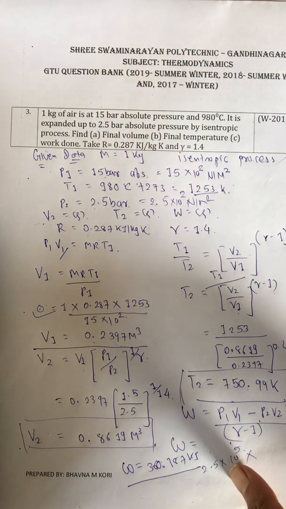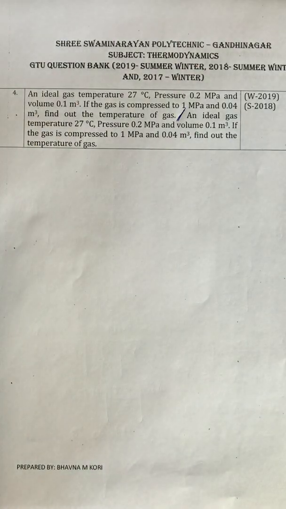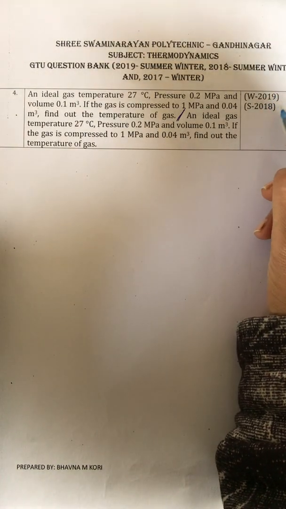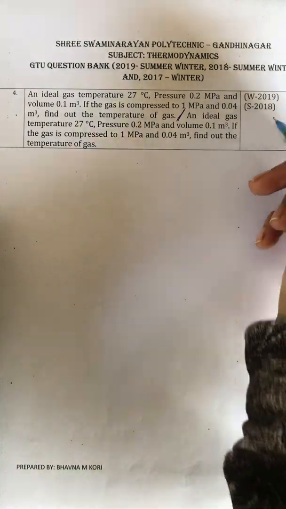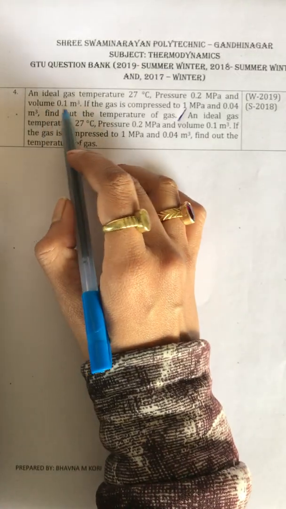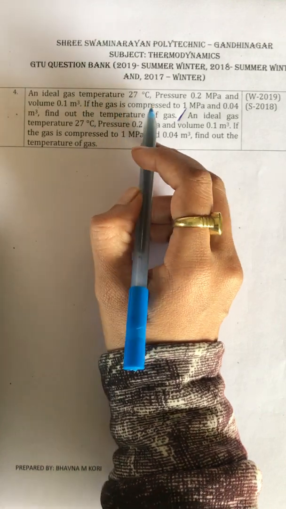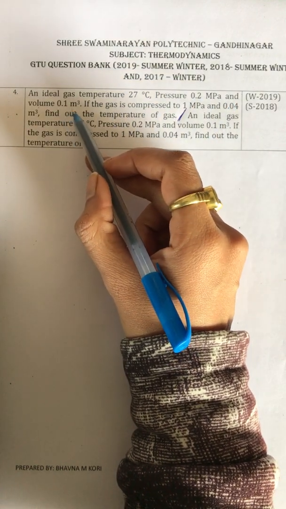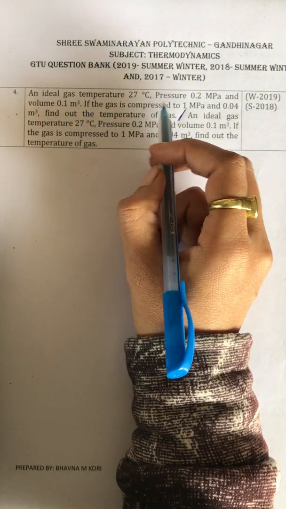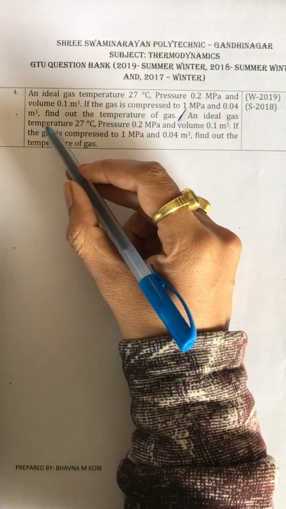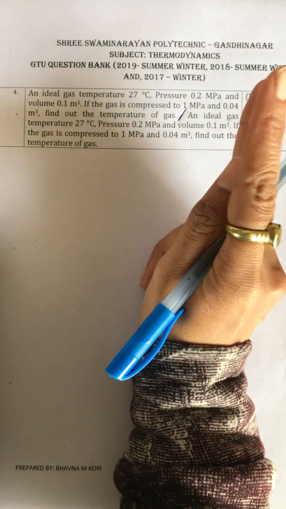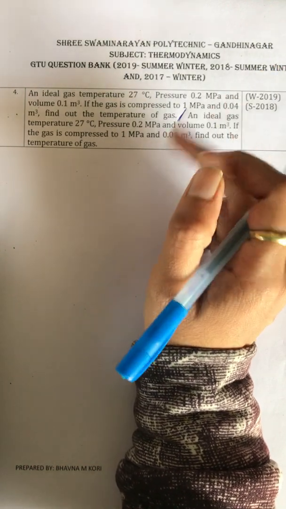Now next example. This example is important because this is asked 2 times, in winter 2019 as well as in summer 2018. What is the data? An ideal gas, temperature 27 degrees Celsius, pressure 0.2 megapascal and volume 0.1 meter cube. If the gas is compressed to 1 megapascal and 0.04 meter cube, find out the temperature of gas. Simply two conditions for a gas are given.